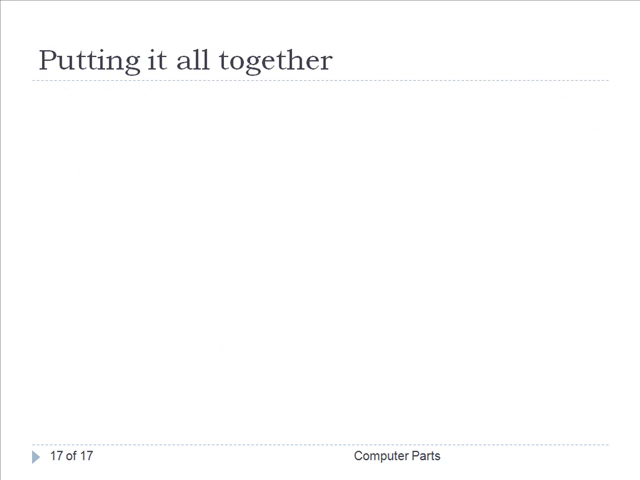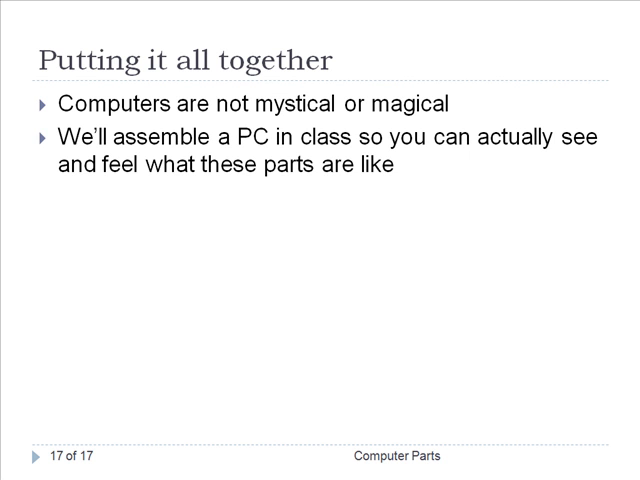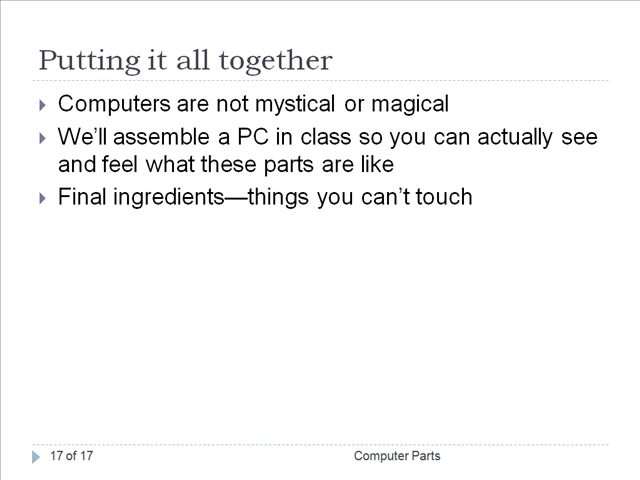Okay, so putting it all together, just want to reinforce that computers are not mystical or magical. They're kind of like cars. If you understand how they're put together, when things go wrong, you'll be able to troubleshoot that. You'll be able to talk intelligently to a tech support person on the phone, or otherwise get help. You'll know what terms to type into Google to figure out what's going wrong with your computer. We're going to assemble a PC in class so you can see and feel what the parts are like and see how they go together.